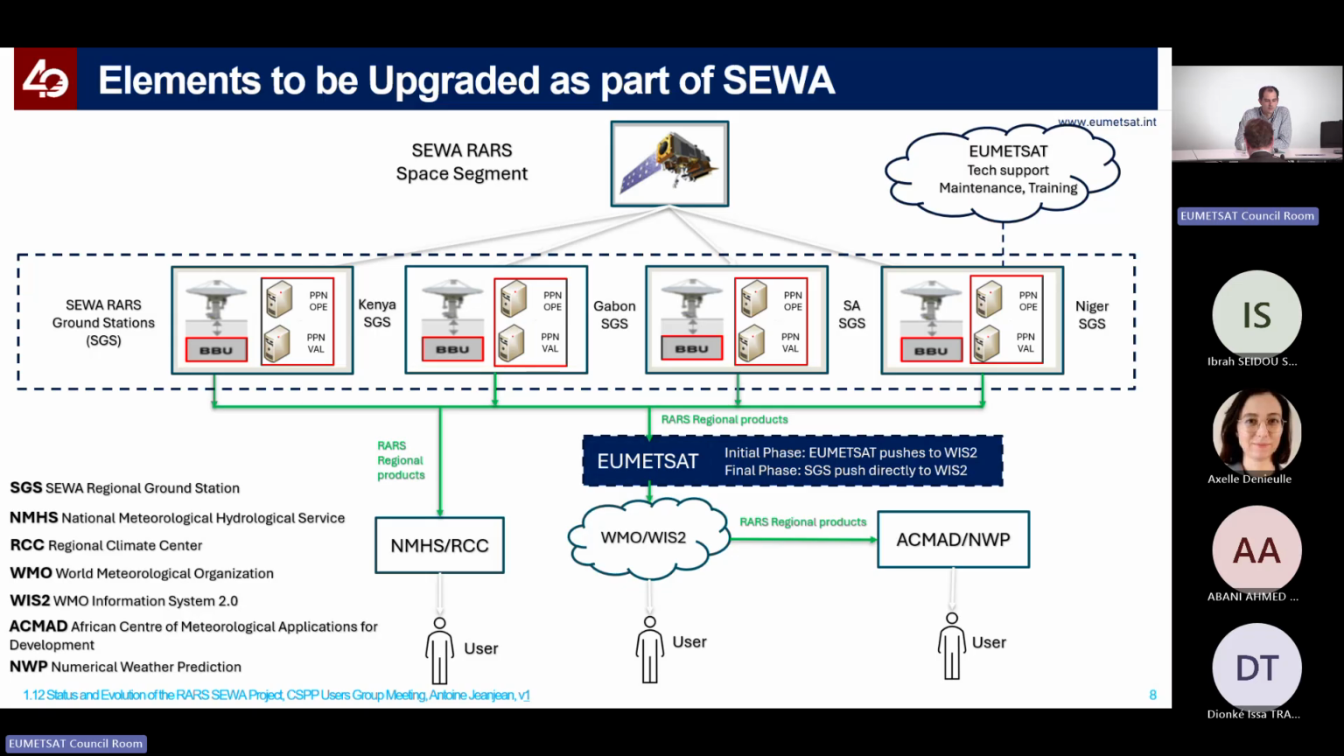Now, at the beginning of the project we were anticipating that EUMETSAT may have to push data to WIS2, but this has progressed quite well. The stations have already been interfacing with WMO to have WIS2 connectivity. So now we are anticipating a direct connectivity between each of the stations and WIS2 for DBNet contribution. There will also be regional dissemination to the national center.